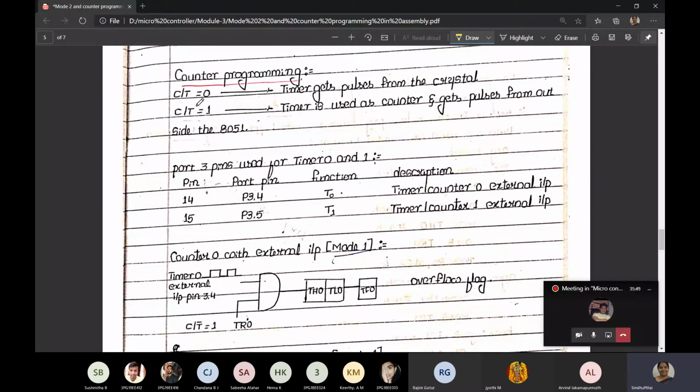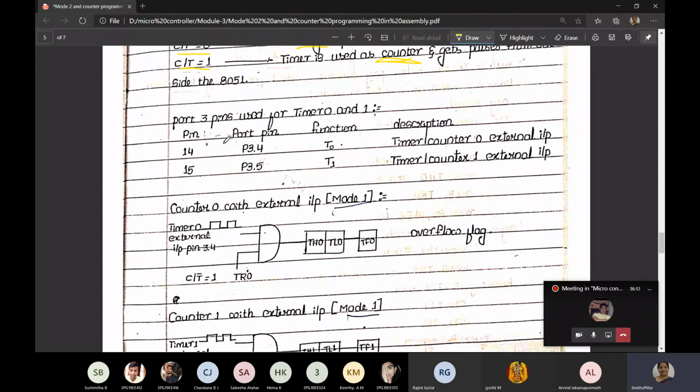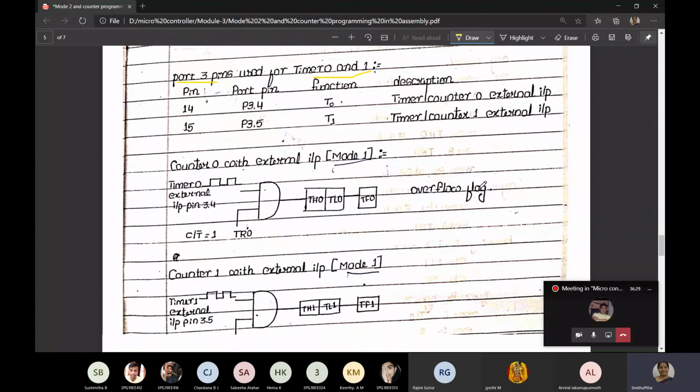Next, we'll see what counter programming is. In the TMOD register, if the bit is kept 0, it will work as a timer. If it is kept as 1, that is C bar T equal to 1, then the timer is used as a counter. Only that has to change, that is the difference. If it is 1, it is a counter. If it is 0, it is a timer. That is one important thing. Then, port 0, port 1, port 2, port 3. In port 3, what are the pins used for timer 0 and 1? We will use pins 14 and 15. The port pin is P3.4, just for your information.